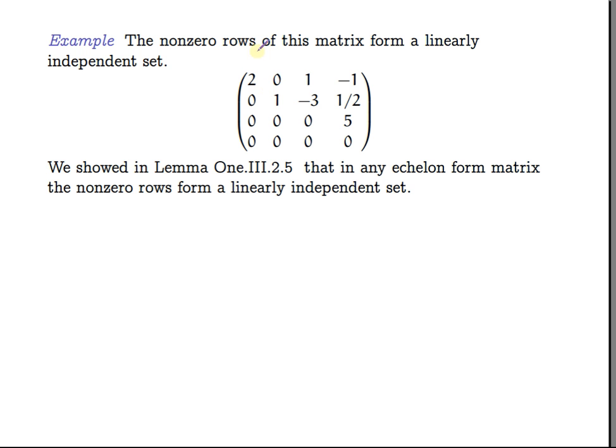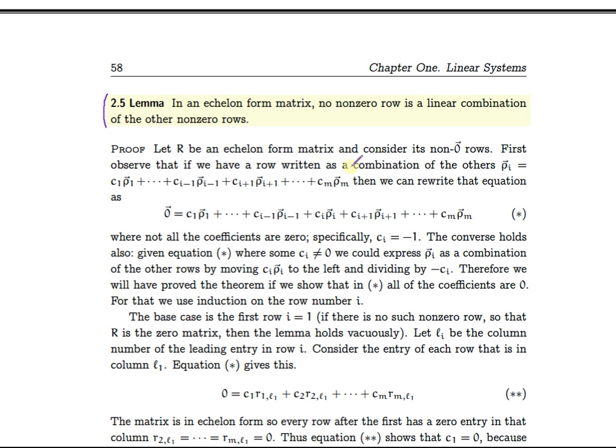All right, here's another example. The non-zero rows of this matrix form a linearly independent set. Now, why is this? If you go back to this lemma, we showed that in the echelon form matrix, the non-zero rows form a linearly independent set. So let's go back there and see that. So you can see right here, this lemma, that in an echelon form matrix, no non-zero row is a linear combination of the other non-zero rows.